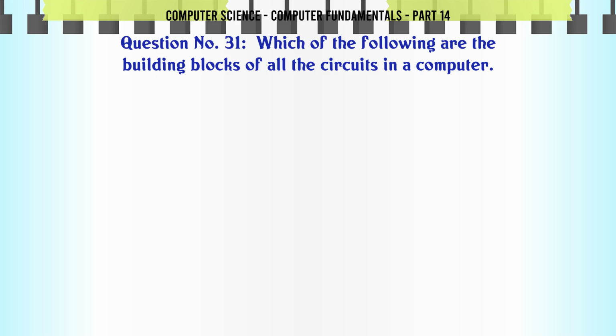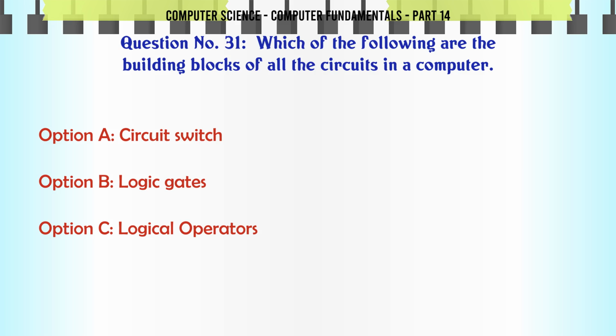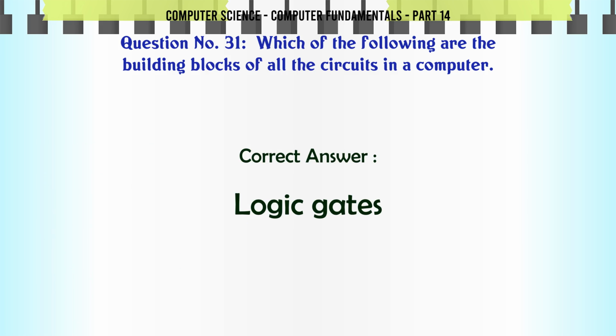Which of the following are the building blocks of all the circuits in a computer? A. Circuit switch. B. Logic gates. C. Logical operators. D. Instructions. The correct answer is logic gates.